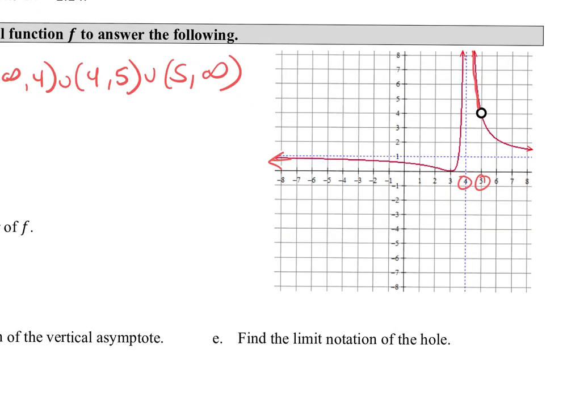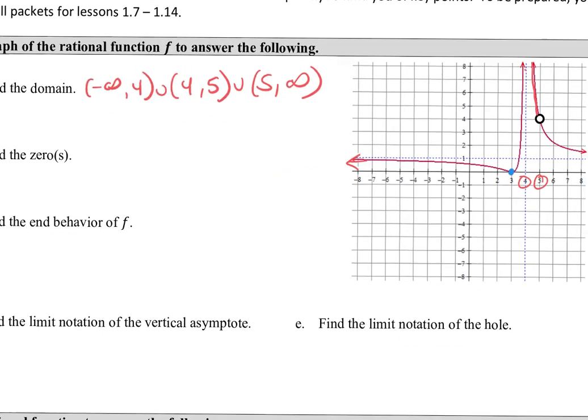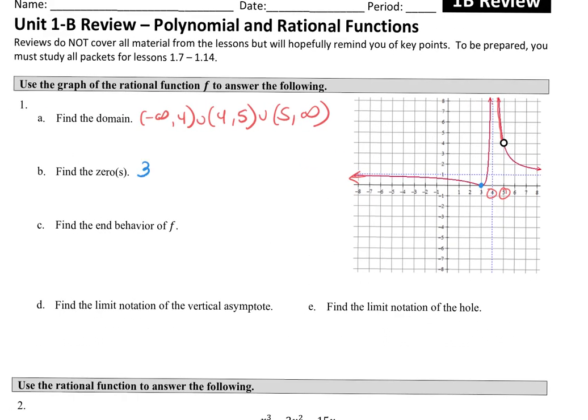The 0 is 3, where it hits the x-axis. The end behavior in limit notation, so the limit as x approaches negative infinity and the limit as x approaches positive infinity, remember, is based on your horizontal asymptote. There's a horizontal asymptote that runs through 1, so both the left and the right hand side of this would be 1.